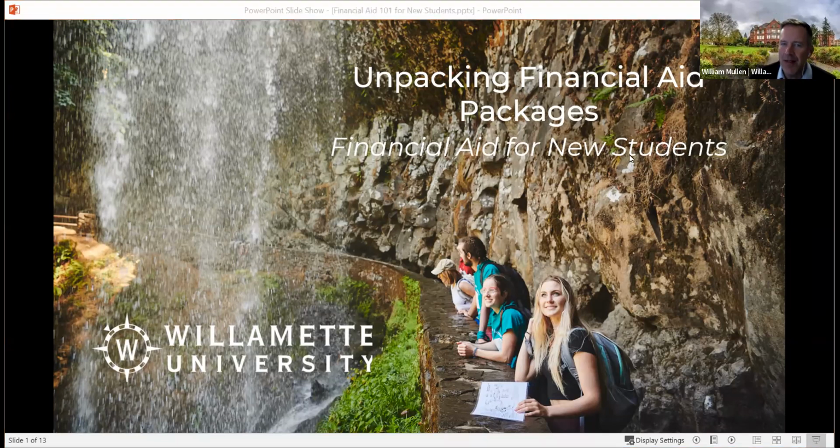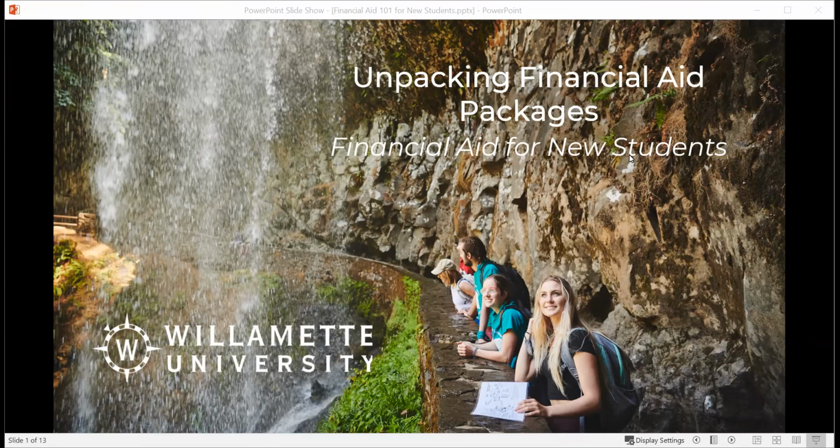This is Unpacking Financial Aid Packages, Financial Aid for New Students. This is a basic 101 of financial aid that new students and parents are going to need to know in order to apply for financial aid. I'll go over some real basics about it. I don't process financial aid for Willamette. I am not a financial aid technician, so there might be some technical questions that I can't answer, but we're going to go over the basics to make sure you understand financial aid and how to apply for financial aid.